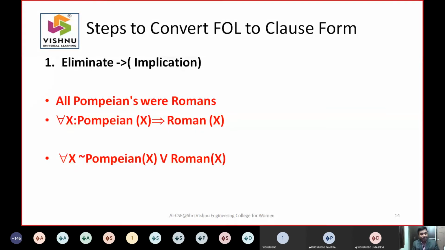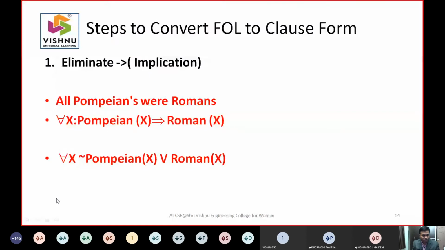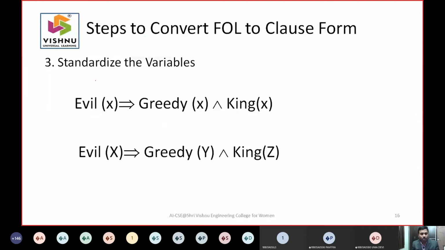So eliminate the implication part. We need to eliminate all these implications, but whenever they say, see, if X is a Pompeian, then he is a Roman, obviously the rules are applied here. The first rule is very simple and easy also, you just have to eliminate this part, and then you need to reduce the scope of negation. This is a standard rule.